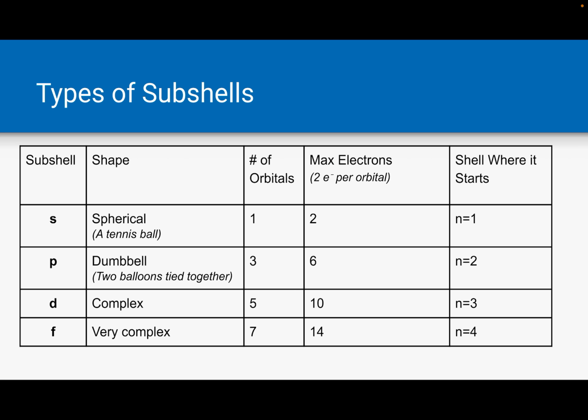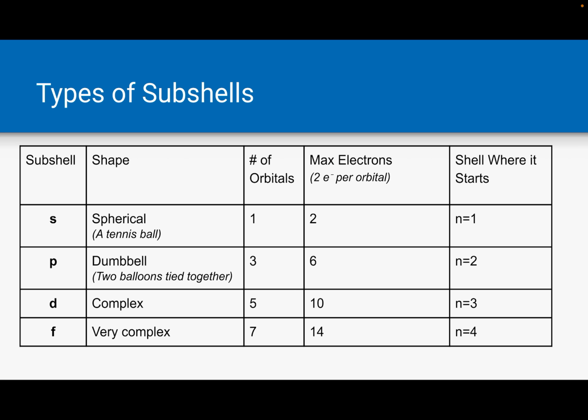So for each S shell, you would have one type of orbital. You'll have one sphere. At the P subshells, you're actually going to have three of them. They're going to be balloons tied together in the X, Y, and Z axis. When you get to D and F, they're much more complex, but you'll just need to remember that you have five orbitals at the D subshell, five different types of Ds, and seven different types of Fs. And we're going to use that information moving forward.